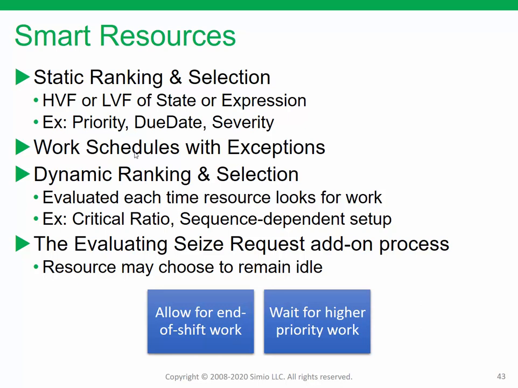We can do dynamic ranking selection where we actually look at all of the entities in the queue. We've seen examples of this when we talked about the server. And finally, we can evaluate the seize request through an add-on process. And so we can actually reject seize requests. So think of a situation where a resource is available, maybe you're modeling a worker, but that worker only has 15 minutes remaining in their shift. Then you can simply use the add-on process to reject the seize request.